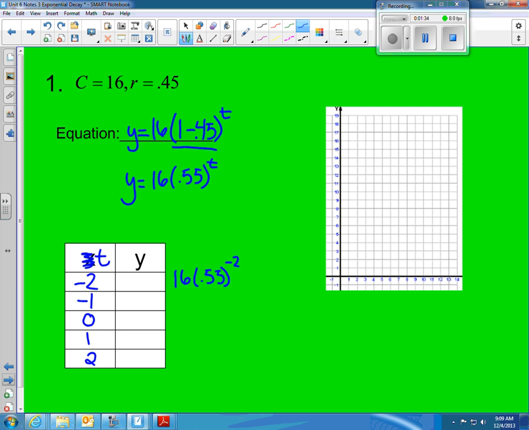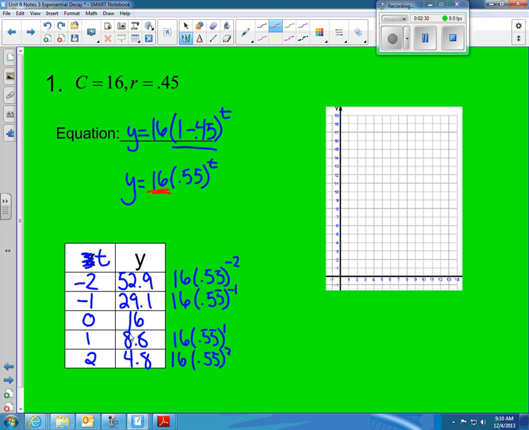So we have 16 times 0.55 to the -2 power. Plugging that into our calculator, we're going to round to 1 decimal place because we can't graph that accurately to 2 decimal places. We get 52.9. Now we plug in -1, so 16 times 0.55 to the -1 power, and this rounds to 29.1. Then 0 is our y-intercept, which is our C value, so y is 16. Then 16 times 0.55 to the 1 power gives 8.8. And our last one, 16 times 0.55 to the 2nd power, gives 4.8.